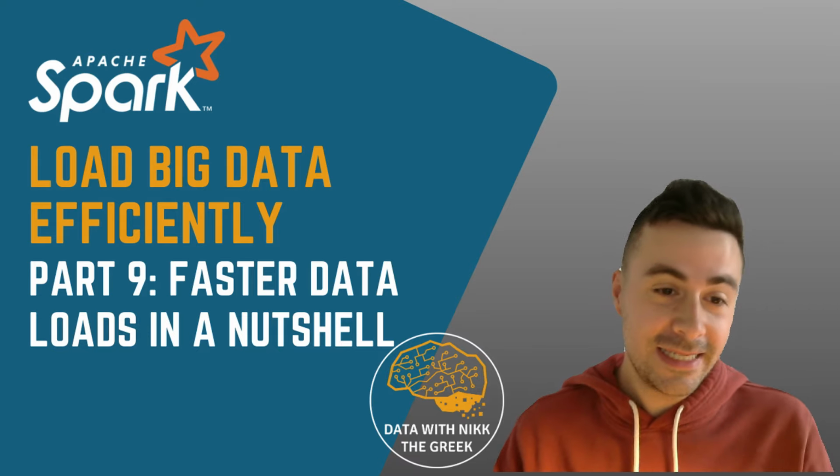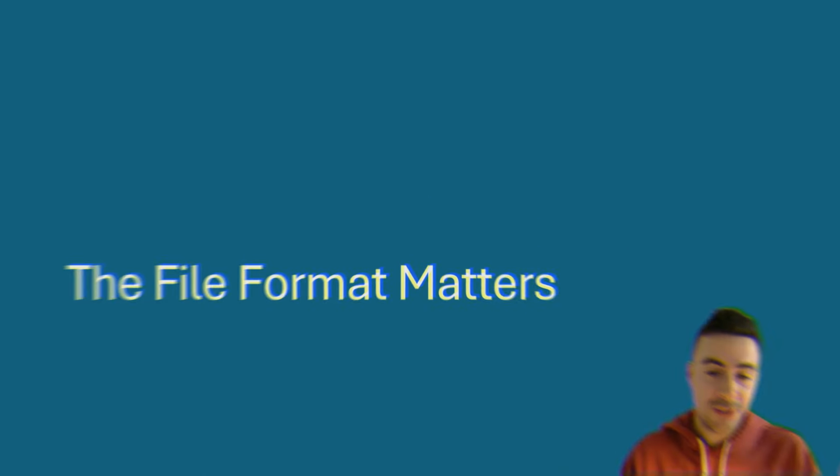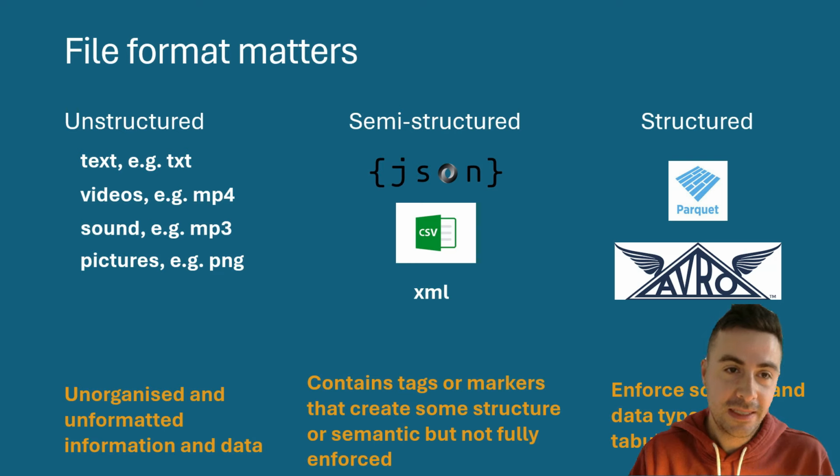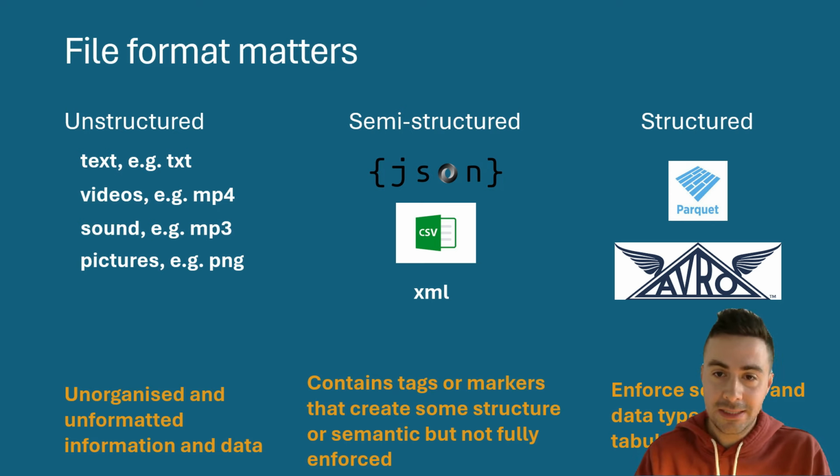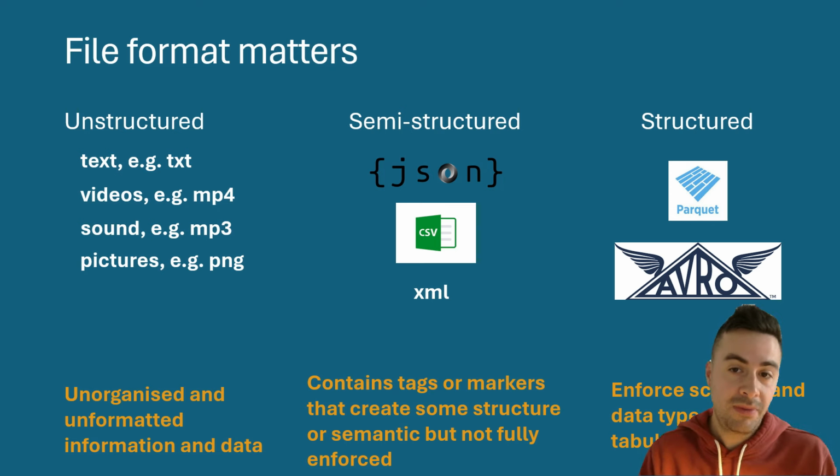And with this, let's get started with the summary. So let's talk first of all about the file formats. File formats can be structured into unstructured, semi-structured, and structured formats. Unstructured are very unorganized file formats like text or videos. And then we have JSON, CSV, and XML, which are rather semi-structured data. They contain some text and some semantics, which brings some structure, but those things are not fully enforced. And then we have quite structured formats like Parquet and Avro, which are also capable for big data.